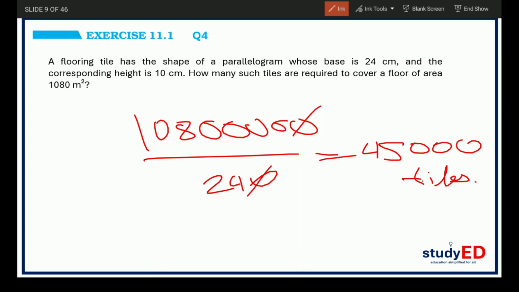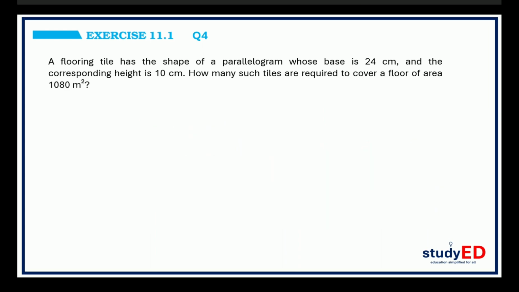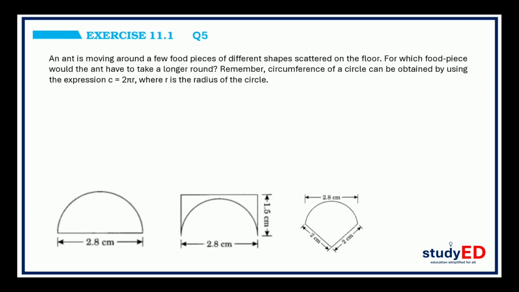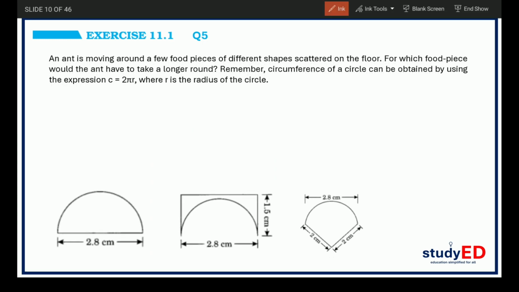Let's move on to the final question of exercise 11.1. An ant is moving around a few food pieces of different shapes scattered on the floor. For which piece would the ant have to take a longer route? Remember, circumference of a circle can be obtained by using the expression C is equal to 2 pi r, where r is the radius of the circle and C is the circumference.